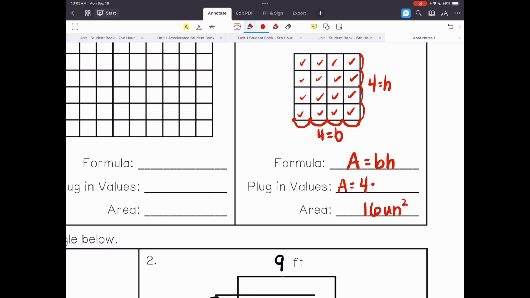I'm going to put that dot for multiplication because that's what BH means. It's base times height. And then I'm going to put my other 4 in. And then I can put another equal sign and say, hey, yep, that is 16. So I'm confirming my answer.